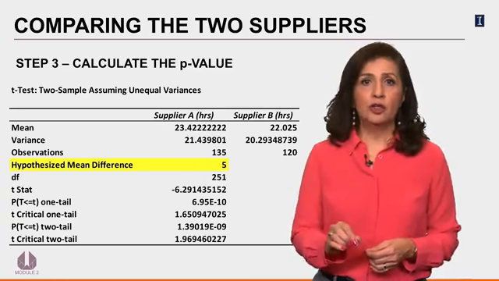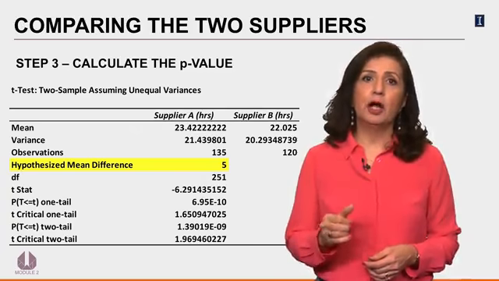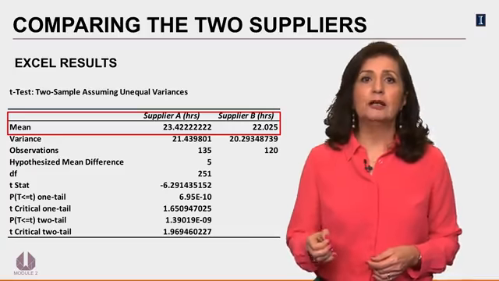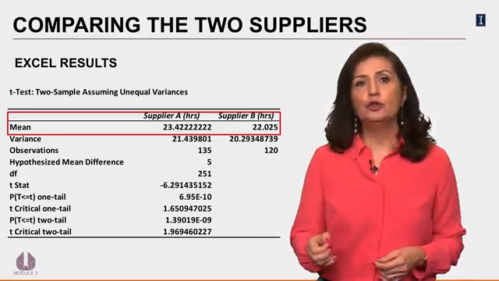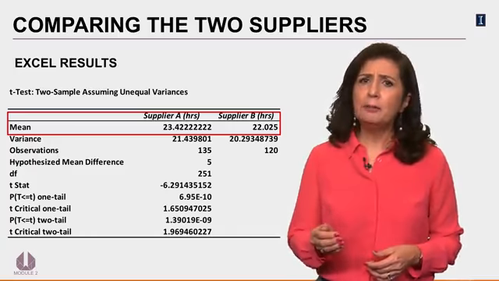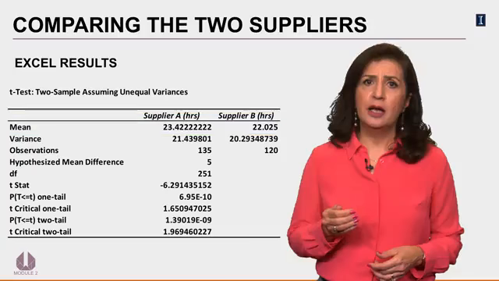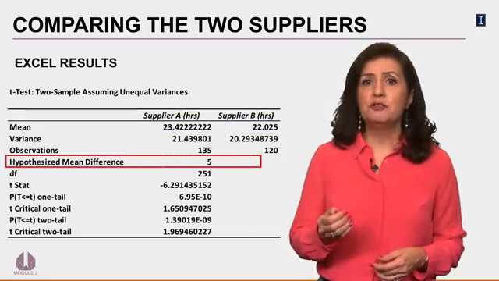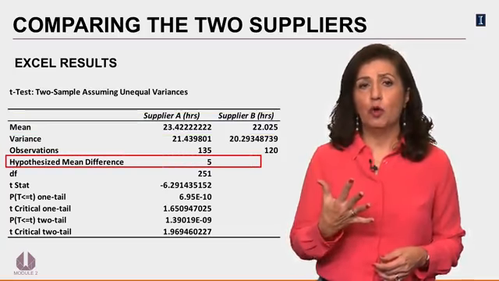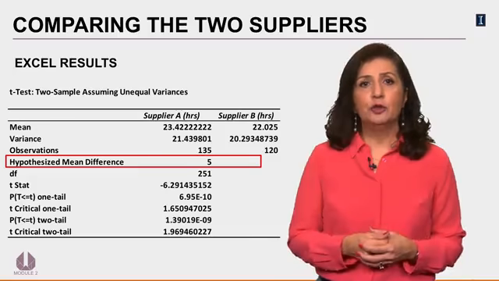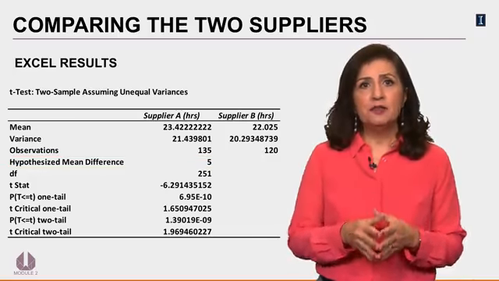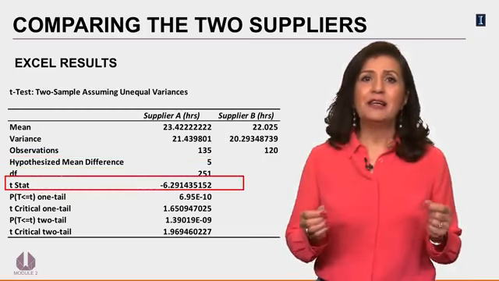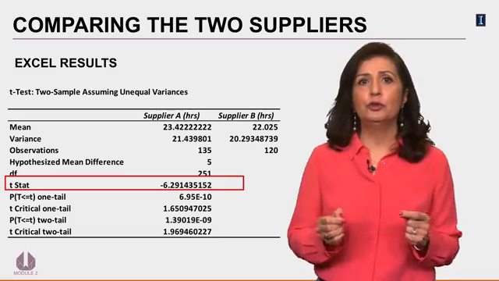Based on this result, the mean time for supplier A for fixing the problem is 23.42, and for supplier B is 22.05. So supplier B is faster than supplier A, but are they fast enough for us? We were looking for differences of 5 or more. The t-value for how far the difference that we observed is from the hypothesized difference of 5 is negative 6.29.